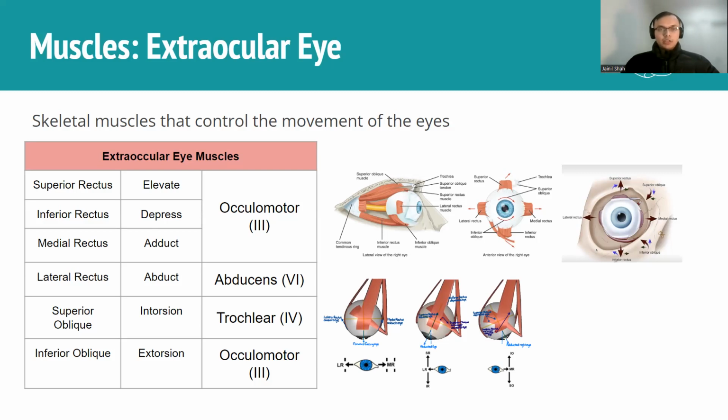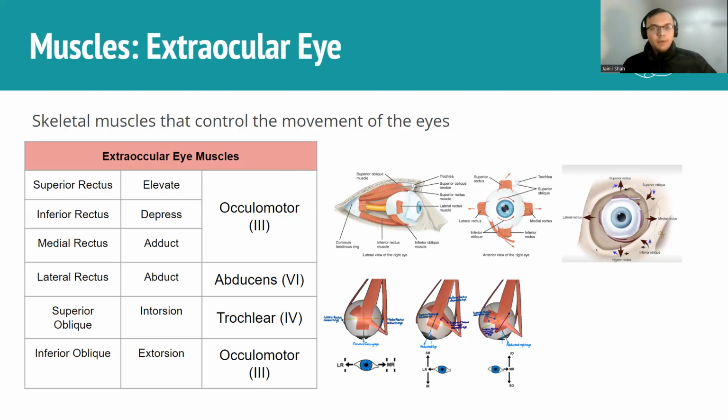In terms of innervation, the superior, inferior, and medial rectus are all by the oculomotor nerve, so easy enough to remember. The only exception is the lateral rectus, which is done by the abducens nerve, which makes complete sense because it's the nerve that's going to be causing abduction of the eye and therefore innervating the lateral rectus muscle. So just keep that in mind as well.